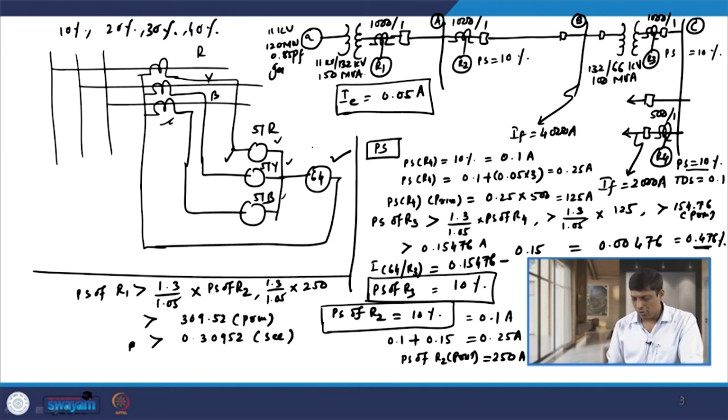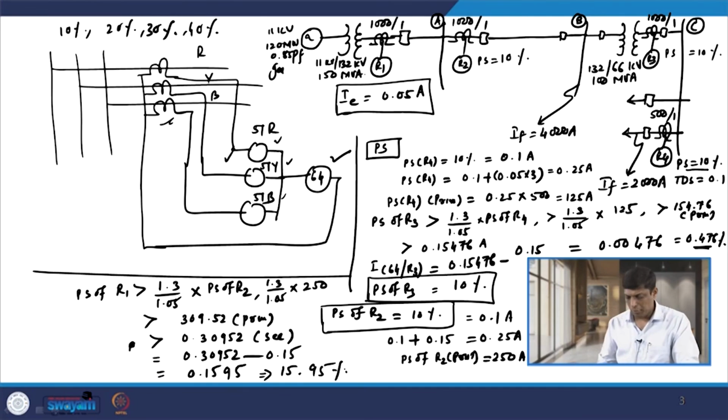So, what is the current that flows through relay 64, the R1 ground relay? That is nothing but 0.30952 minus the CT excitation current of 3 line CTs, 0.15. So, this comes out to be 0.1595. In percentage it should be 15.95 percent. So, the plug setting of R1 should be greater than 15.95 percent. So, we can select the higher range available, that is 20%. So, we can select the plug setting of R1 as 20%. Let us write down the plug setting here, that is 20%.